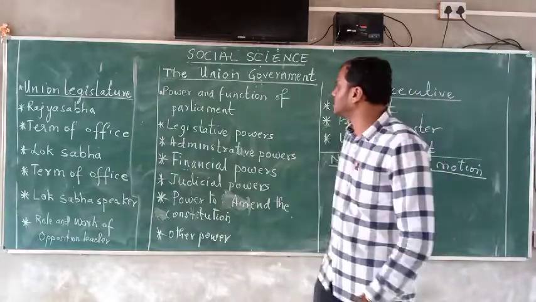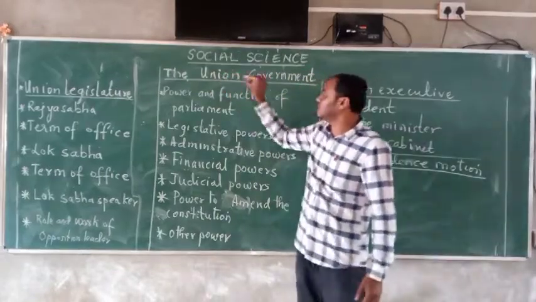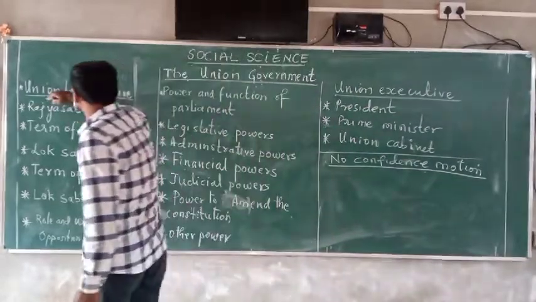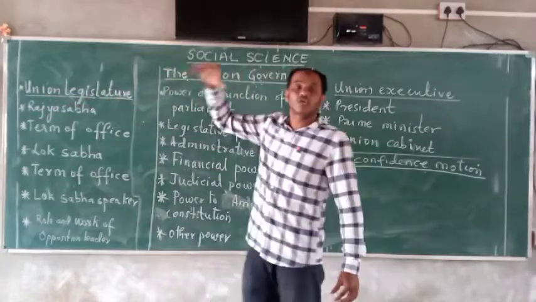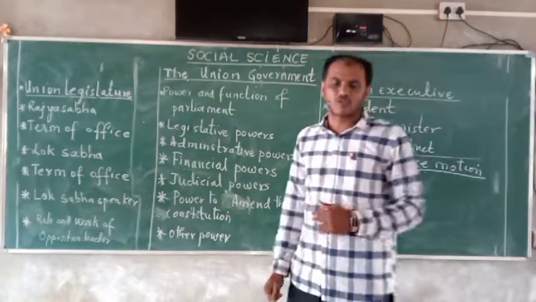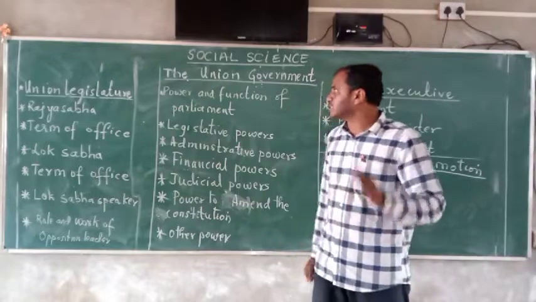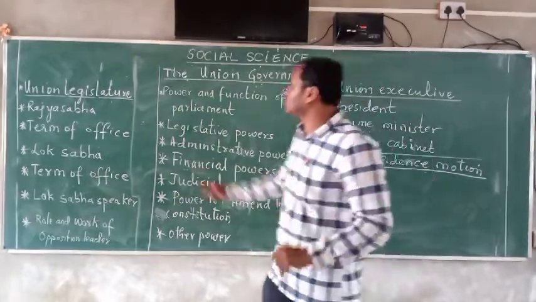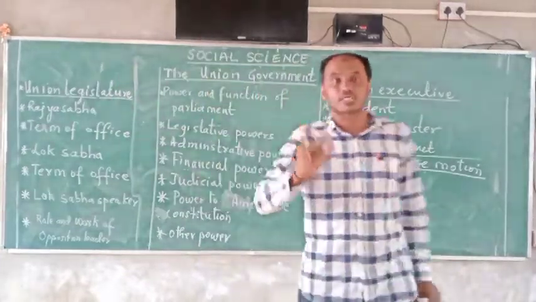Today we will study the Union government. In the Union government, first comes the Union legislature. India has adopted the parliamentary system of government, and the Union legislature is called Parliament.